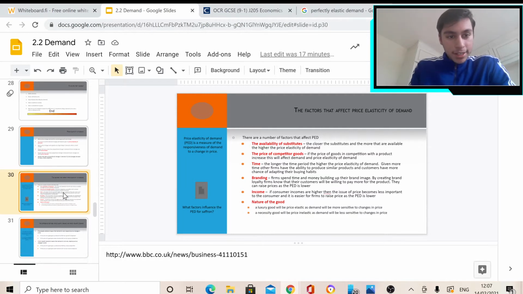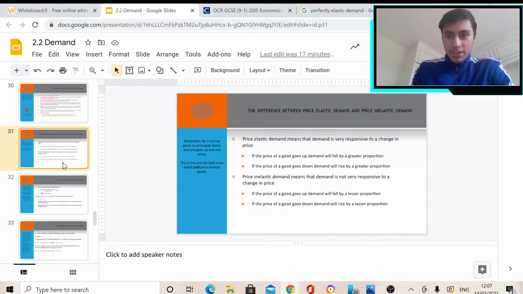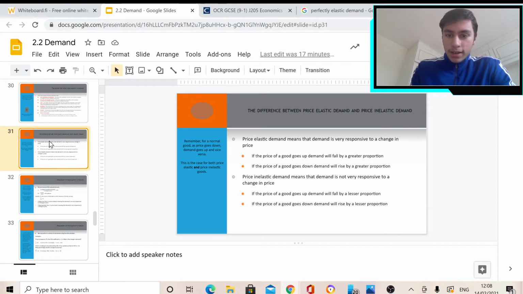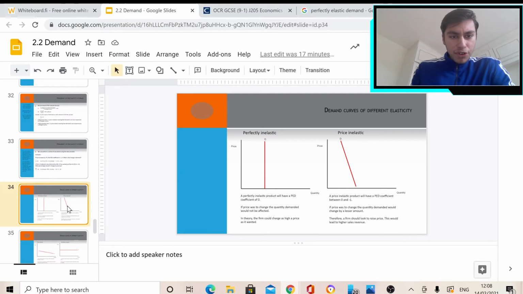Now, let's come to the topic of how to construct demand graphs and how to calculate this PED. I just explained it here. Inelastic demand: not very responsive. Elastic demand: very responsive to the change in price. Now, before we come to the calculations, I just want you to understand how the graphs are constructed.